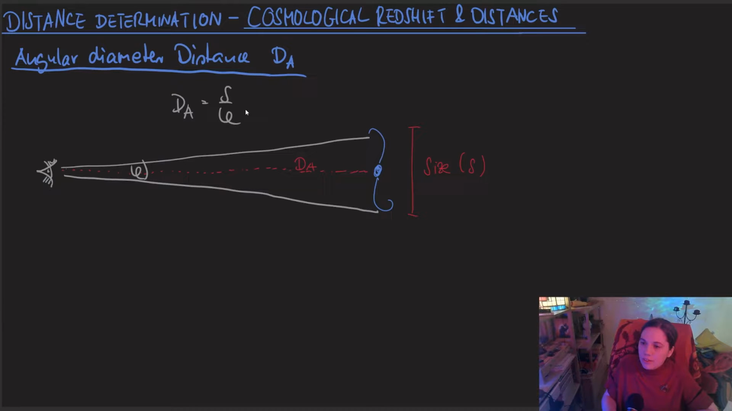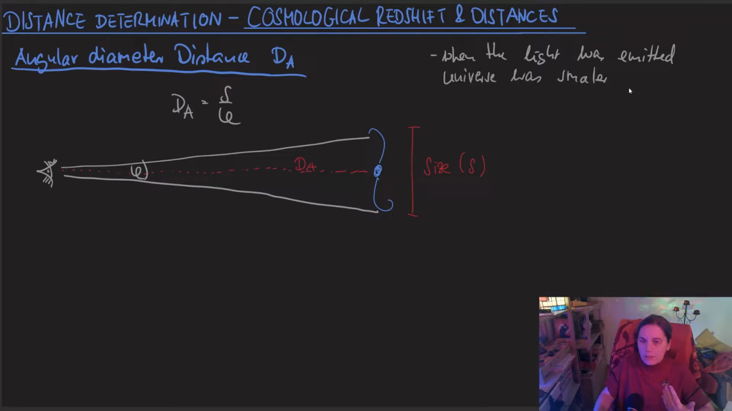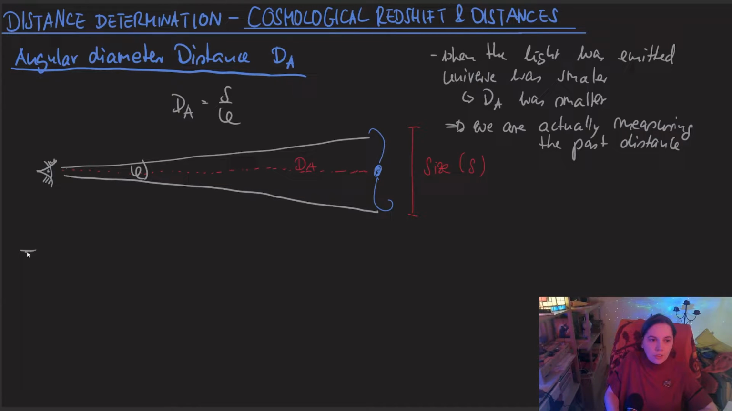But the thing is, when that light was emitted, we were way closer to that galaxy. So when that light was emitted, we were closer, and hence this is not actually the distance today. This is the distance as it was when it was emitted. When the light was emitted, the universe was smaller, so the angular diameter distance was also smaller. So what we're actually measuring is the past distance. Now this leads to some funny things. It means that with increasing distance, the objects will appear larger.